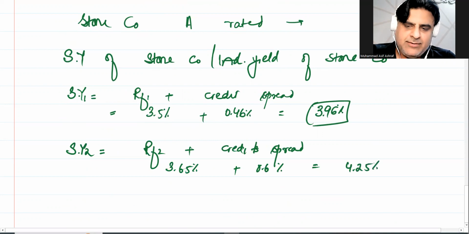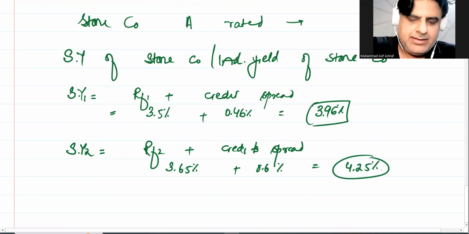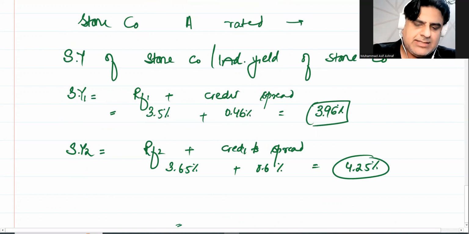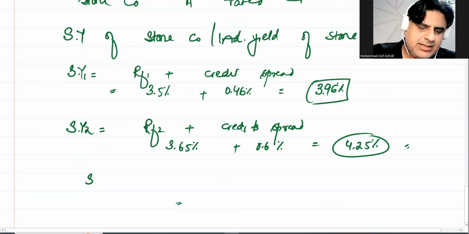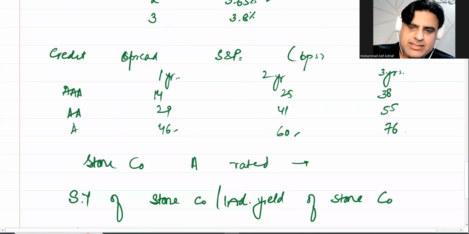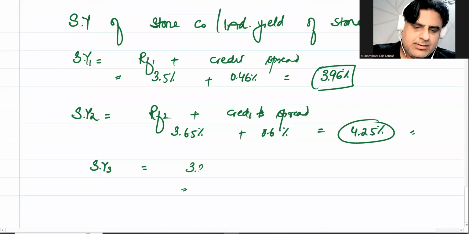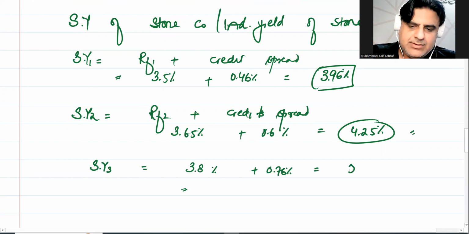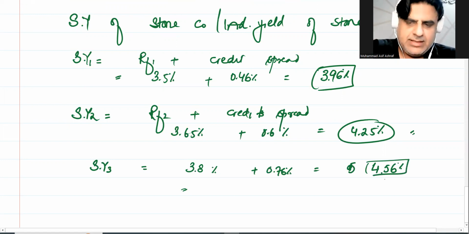So now what is the meaning of this one? That government 2 year bond yielding 3.65%, while Stone Co's 2 year bond yielding 4.25%. Spot yield 3, what was the RF3? It was 3.8 plus 0.76. This is 4.56%. Means government 3 year bond is yielding 3.8%, while Stone Co's 3 year bond is yielding 4.56%.